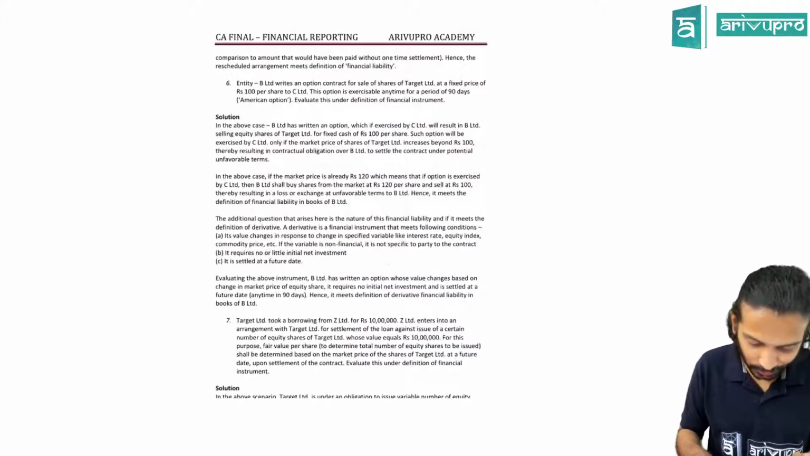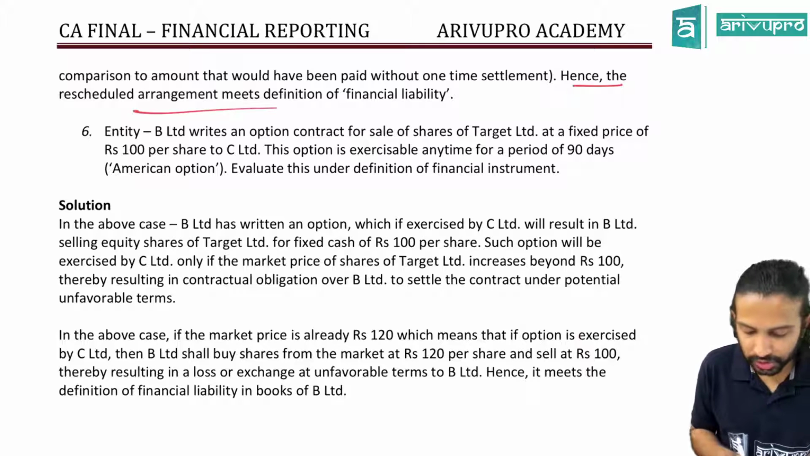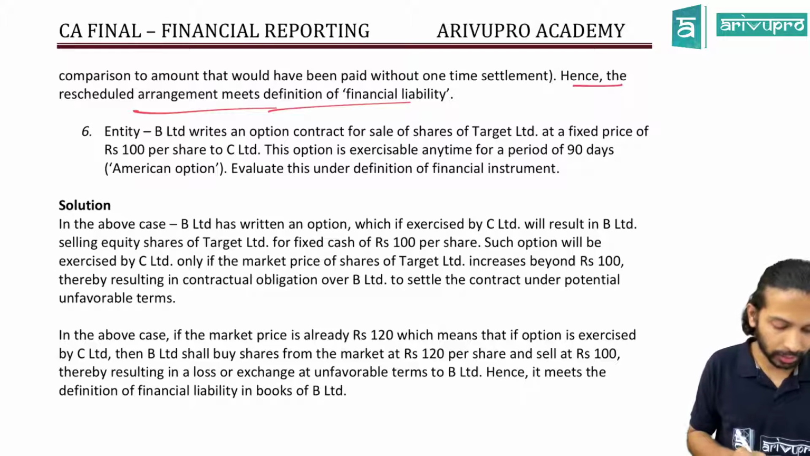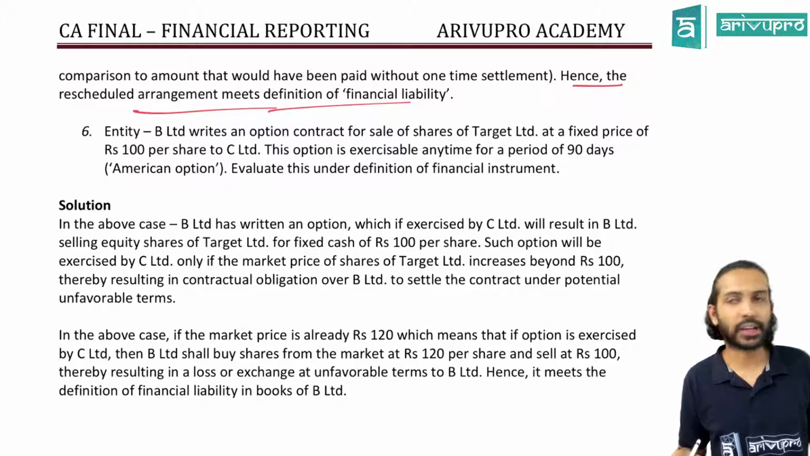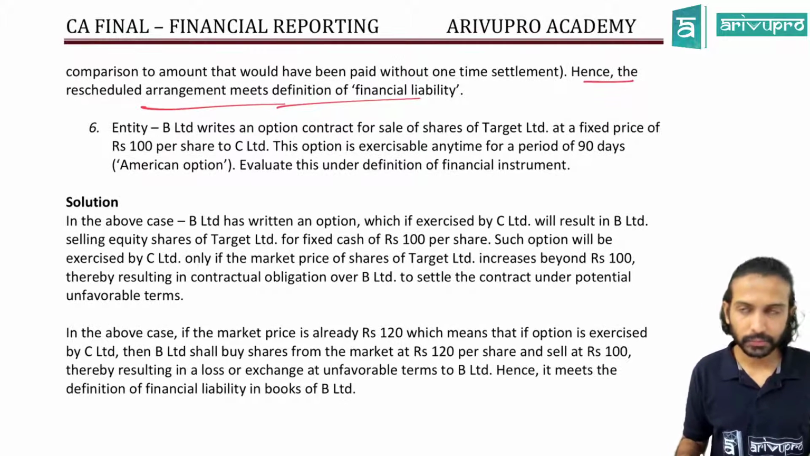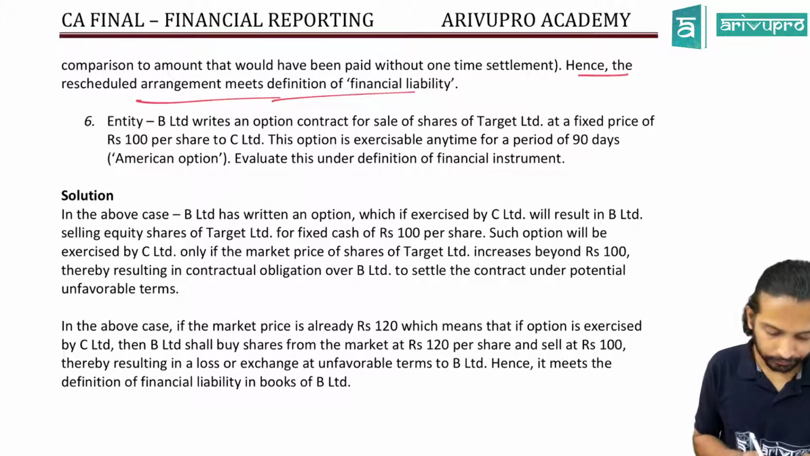Although we anyway have done it, not to leave. Hence, check the last line if you want. Hence, the rescheduled arrangement also meets the definition of financial liability. Unfavorable condition. There's another example for unfavorable: exchanging financial asset and financial liability under unfavorable condition. Total 13 lakh will be financial liability.